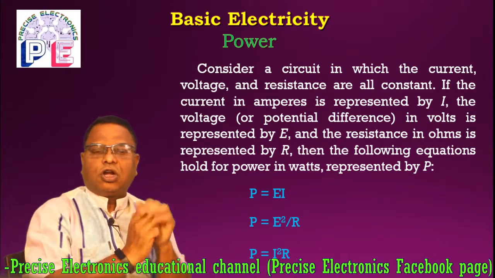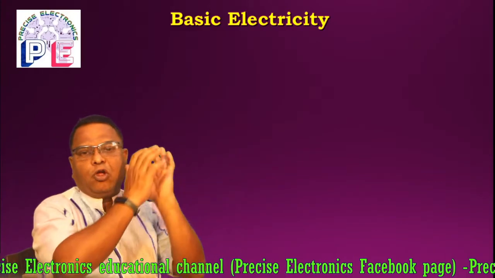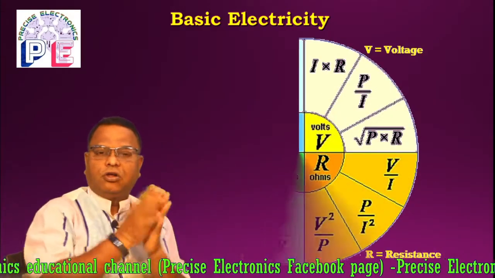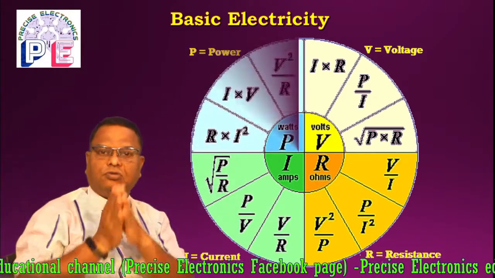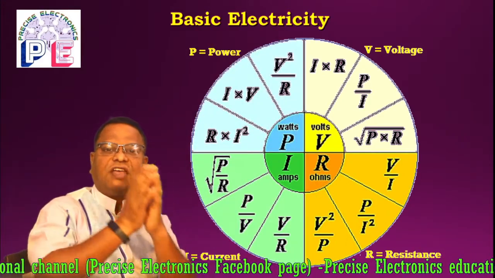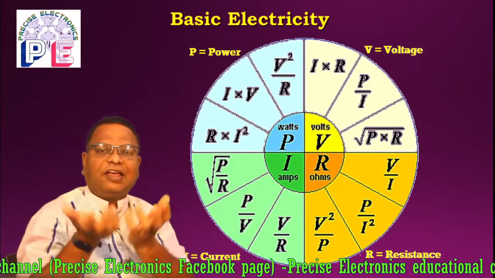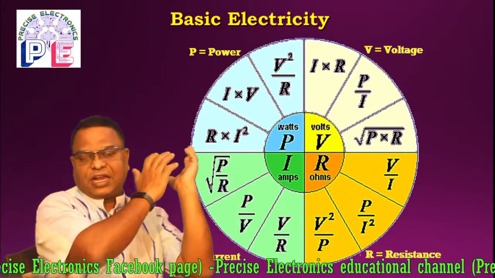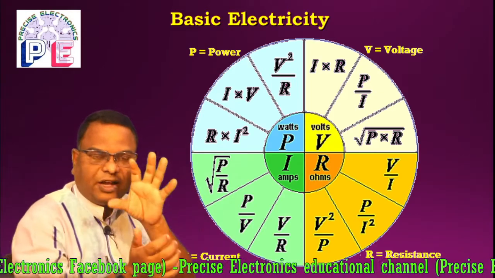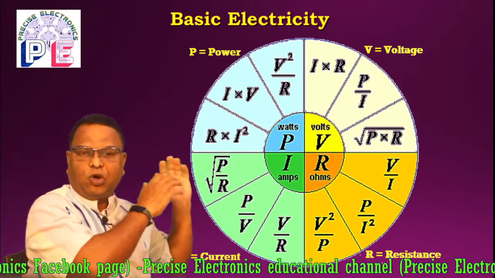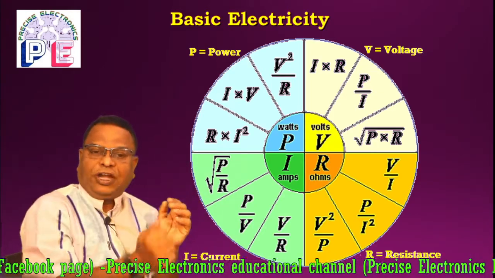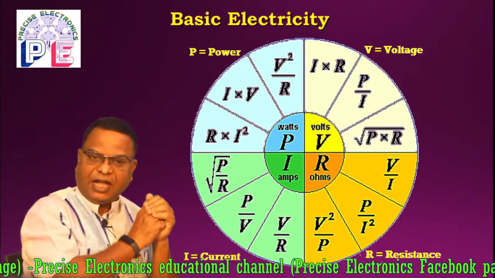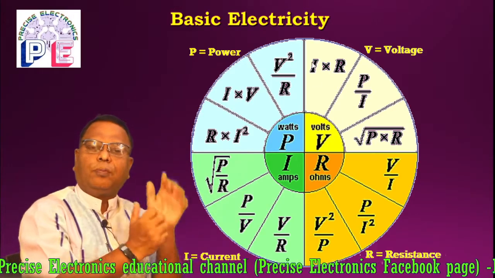Friends, now one figure is going to display on your screen. By using this figure, we can find out the power, voltage, resistance as well as the current of an electrical system. Voltage, as is clear from this diagram, is given by I into R, or P upon I, or square root of P into R.